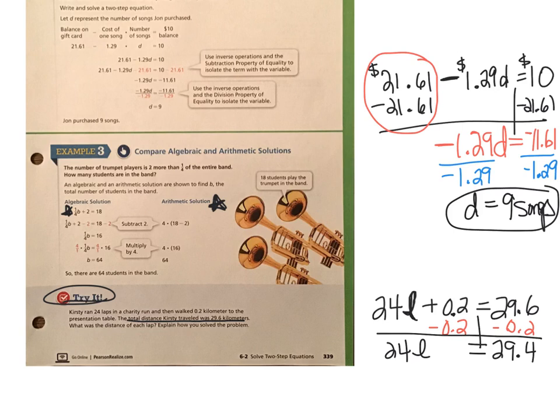Next, because we have 24 laps, we need to know just the value of one lap. So we're going to divide both sides by 24. And what we find out is each lap was 1 and 225 thousandths kilometers. Again, get your calculator out and don't try to do all the math in your head. Check yourself on the calculator.